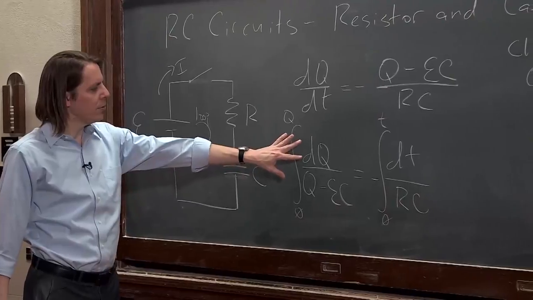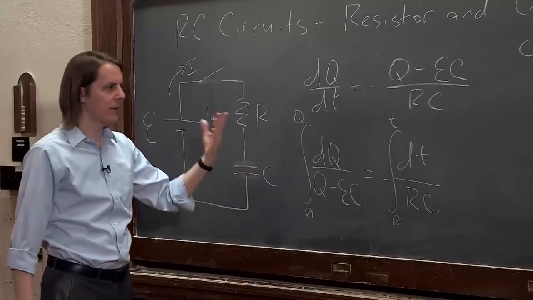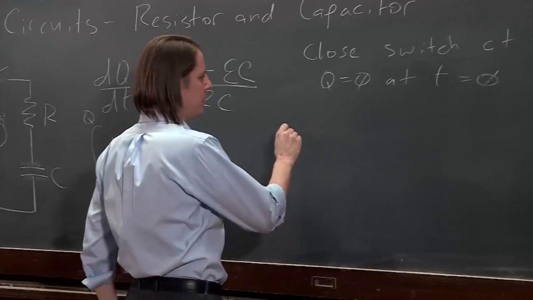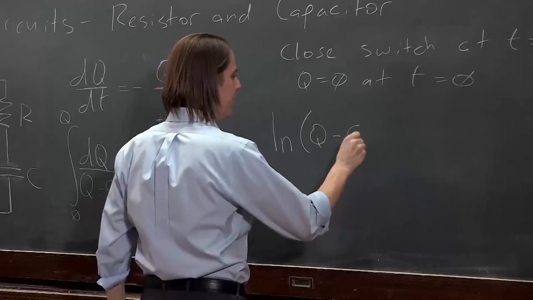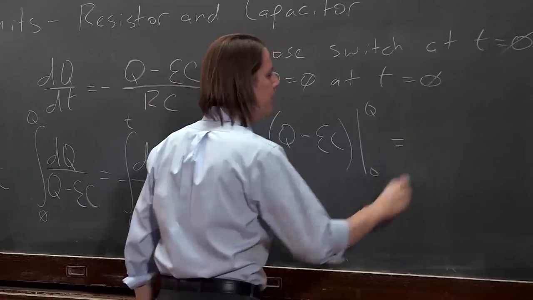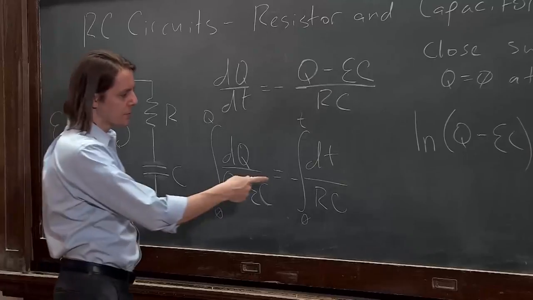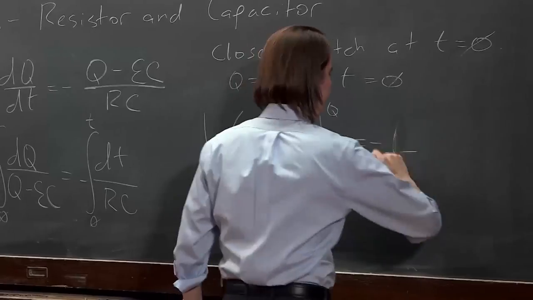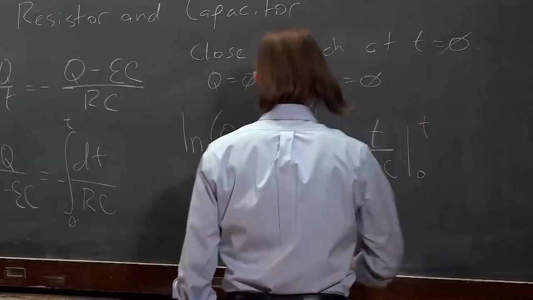Okay, so the integral of dq over q minus a constant is just the natural log. You know, the integral of dx over x is natural log x. If you have this constant hanging here, you just stick it in there. So this one is natural log of q minus the EMF times the capacitance evaluated from 0 to Q. Okay? And the integral of dt with respect to time is just t. So this one is minus t over RC evaluated from 0 to t.